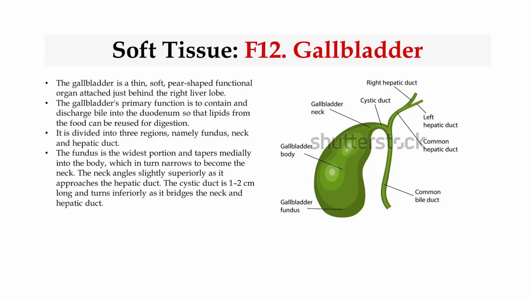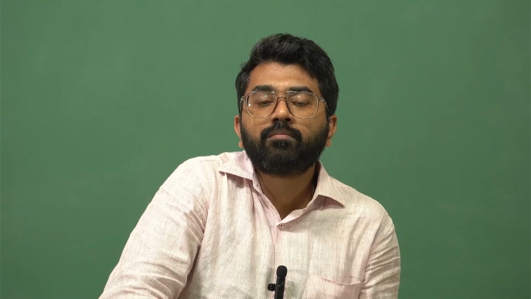Then you have the right hepatic duct, left hepatic duct, and a common hepatic duct, and finally the common bile duct. This is the final exit of the bile, how the bile is sent out toward the stomach, right? So this is how the gallbladder looks. This also has a high tendency of getting punctured during a trauma.